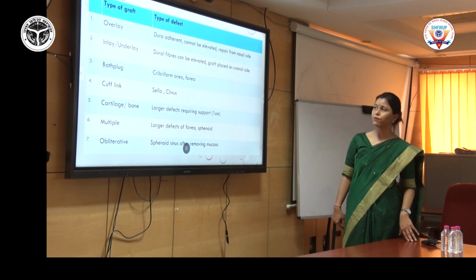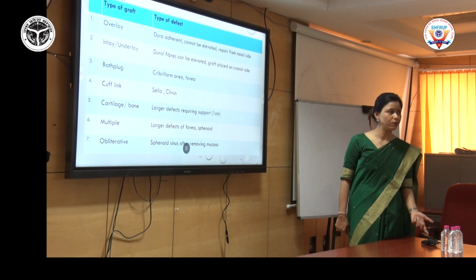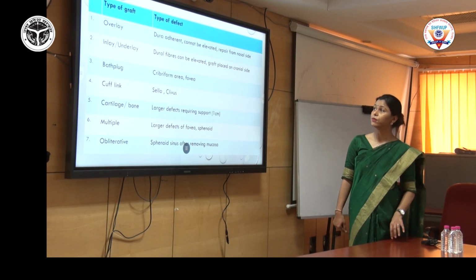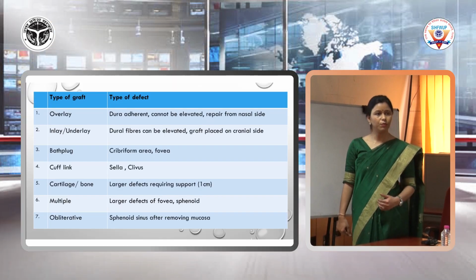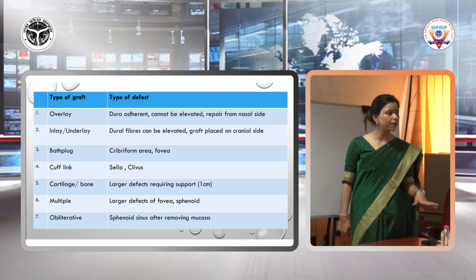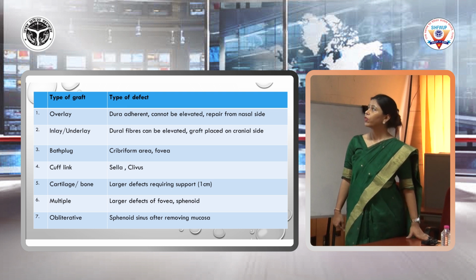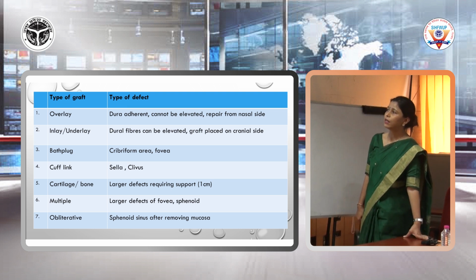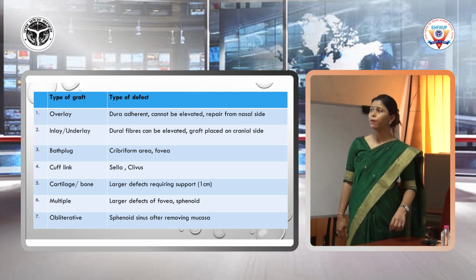Then the type of grafts and where do we use. So the type of grafts may be overlay, as in tympanoplasty we all know. Overlay is when the dura is adherent. You cannot move the dura inside intracranially. So in that case we just place an overlay graft after proper preparation of the bed. Then inlay or underlays, dural fibers can be elevated and graft is placed on the cranial side.